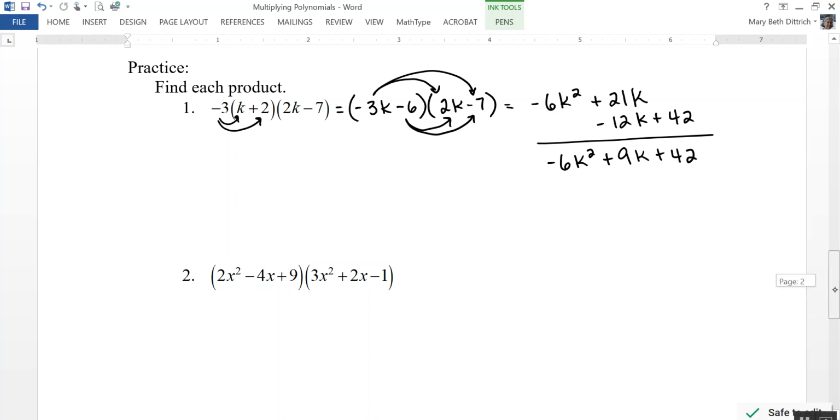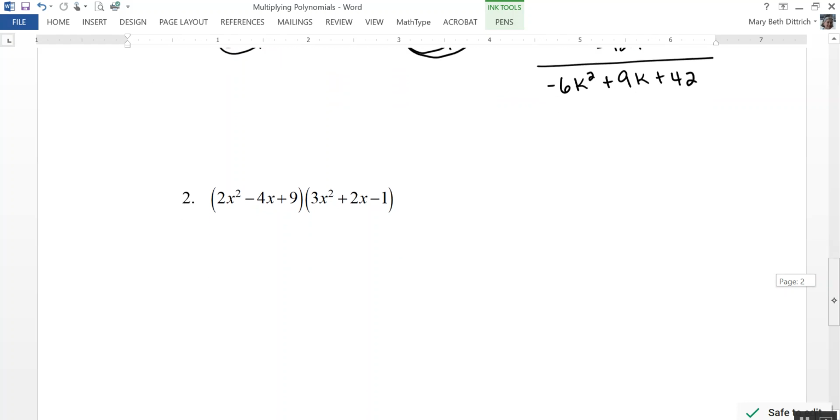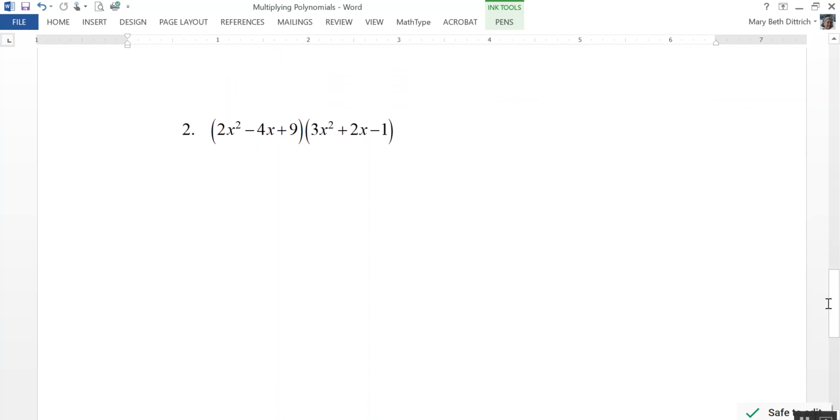Now we have two trinomials to multiply times each other. So I'm going to do it kind of in the column way that I did in the first example. So let's start with 2x squared times 3x squared. That's going to give me 6x to the fourth. Remember, multiply the coefficients and add the exponents on the variables. 2x squared times 2x is going to give me a positive 4x to the third. And 2x squared times negative 1 is going to give me a negative 2x squared.